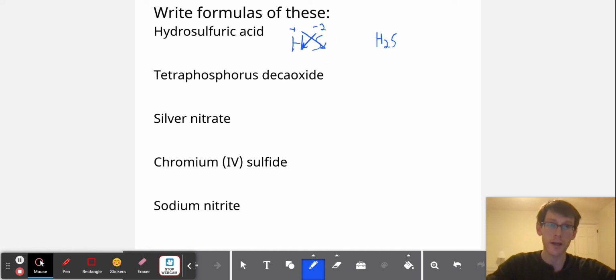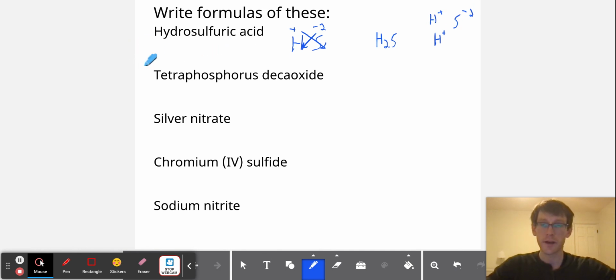Another way of looking at it, if this helps, is to look at it like we have an H positive, we have an S -2. I need to have a second H positive to cancel out the -2 charge. However you want to show this, however you want to visualize this is really up to you.